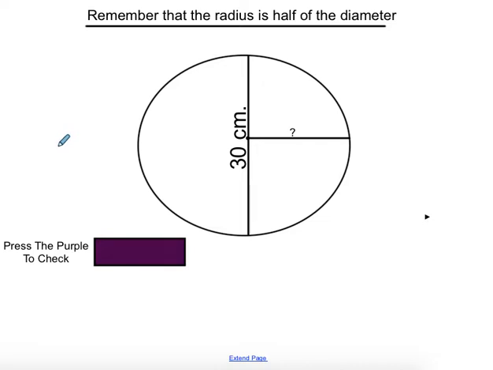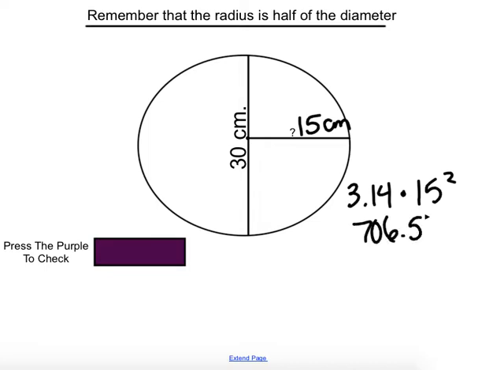All right, so if this is our circle, our diameter is 30, well, remember, I need to use my radius, so I'm going to do 15 centimeters in our formula to do 3.14 times 15 squared. And when we work that all out and do 15 times 15 times 3.14, I'm going to get 706.5 centimeters squared, since we're in area.